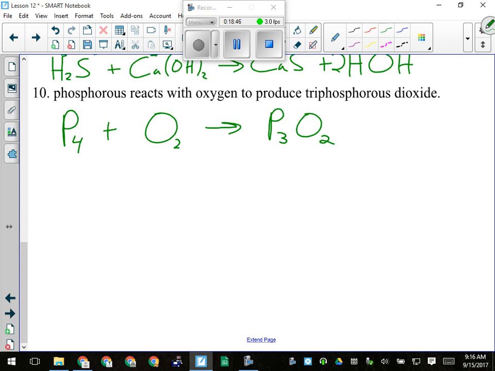All right, so now I've got some balancing to do. What should I balance first? Definitely phosphorus. What's the lowest common multiple of 3 and 4? 12. Yeah, the lowest common multiple is 12. So if I put a 3 here, that gives me 12. If I put a 4 here, that gives me 12. 4 times 2 is 8. 4 times 2 is 8. All right, so that's what we're going to be doing for the next little while.